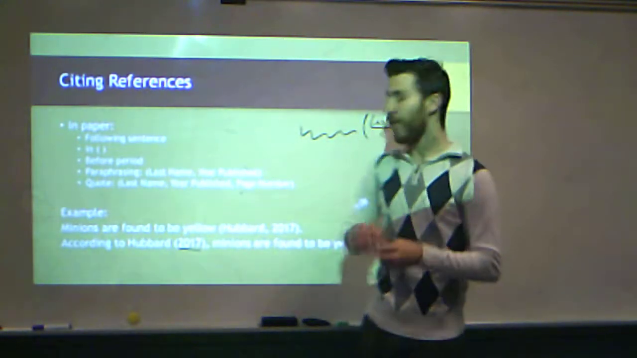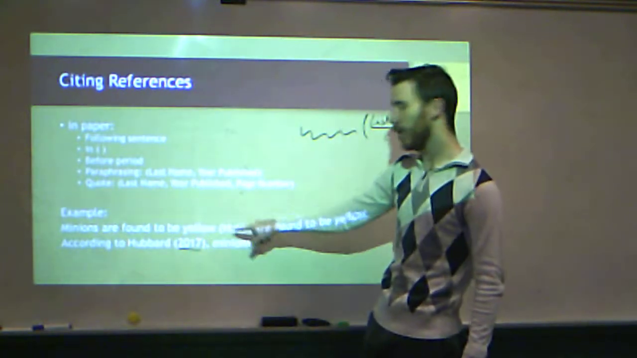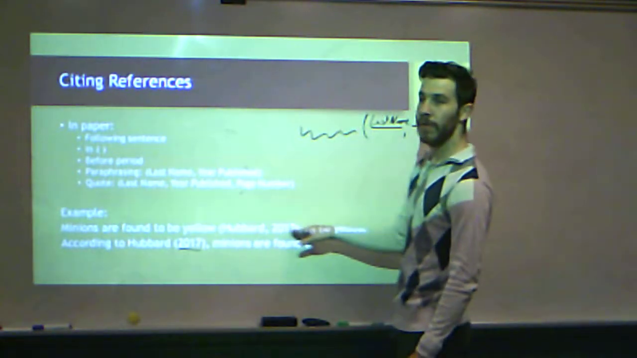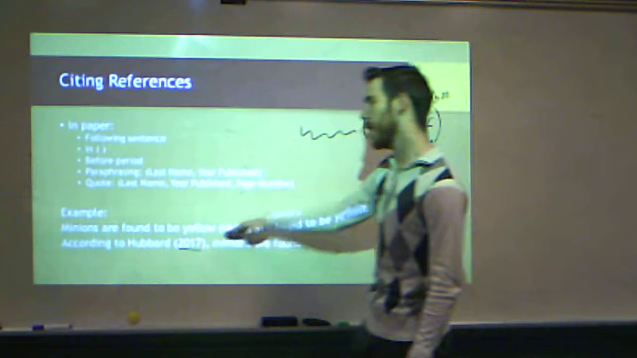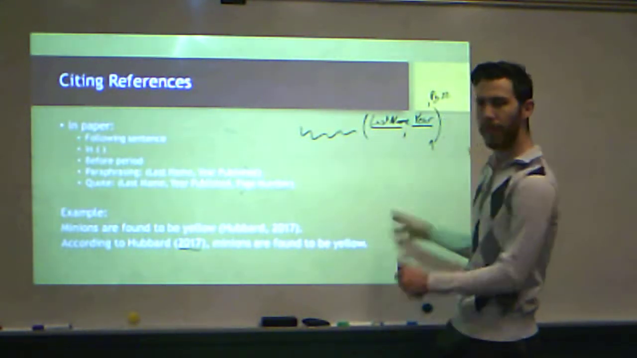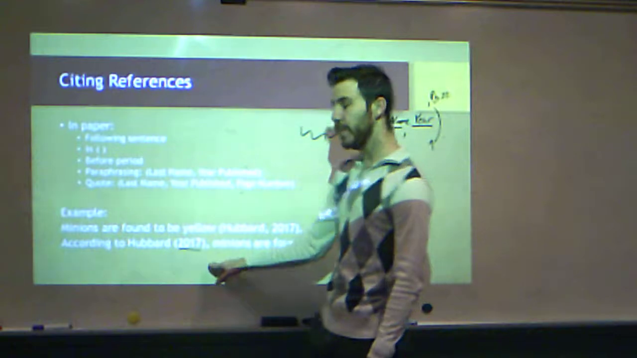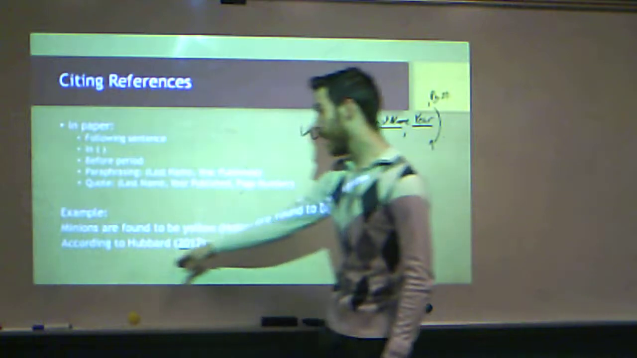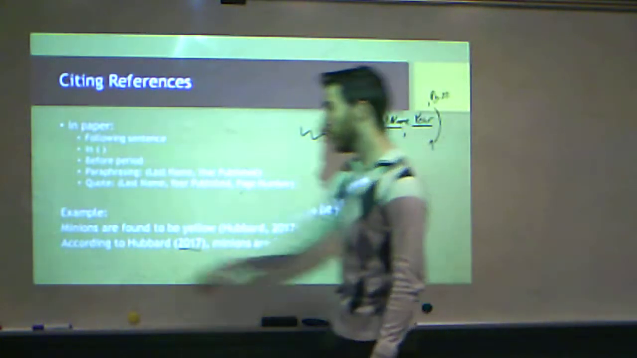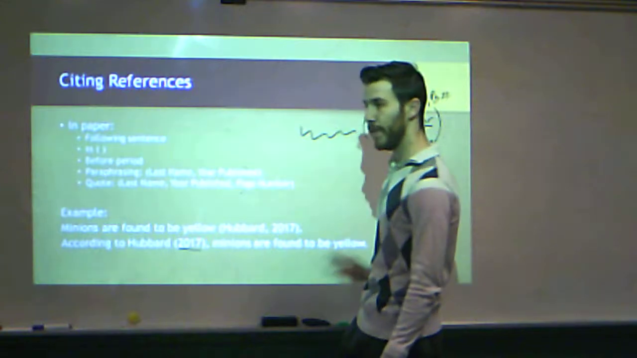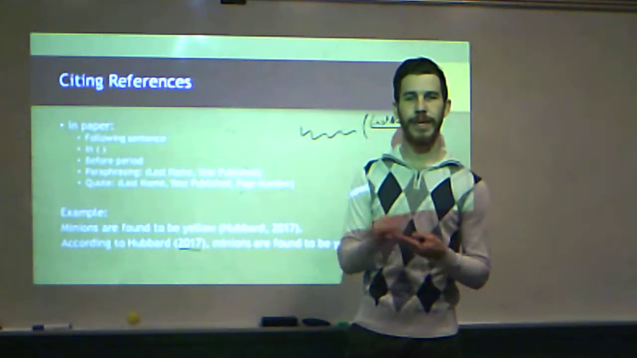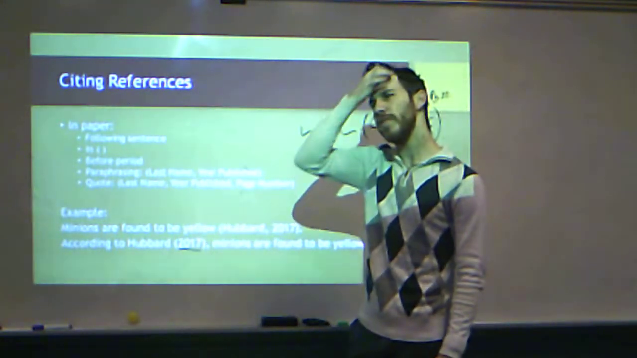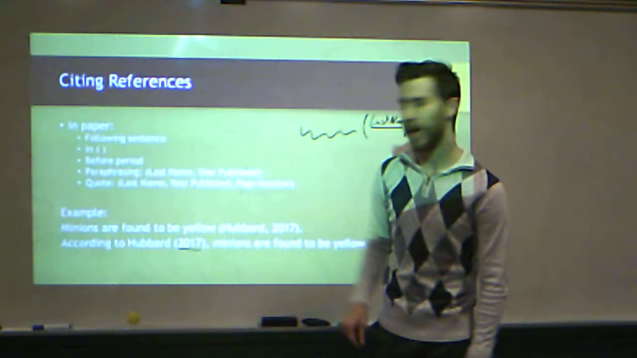But realize, if I'm reading this first one, minions are found to be yellow, and then in parentheses, Hubbard 2017, I don't read aloud, minions are found to be yellow, Hubbard 2017. I'm going to read, minions are found to be yellow, as well as cute and fluffy, and so on. Okay? You don't read that. So in this one, I'm actually having the last name in my sentence. So I would read it, according to Hubbard, minions are found to be yellow. I don't say, according to Hubbard, 2017, minions are found to be yellow. So the parentheses for the citation, as you read, you don't read those words. But if you're asking who said that, or whose idea was that, you can look here and then go to the reference page and find exactly where it is.